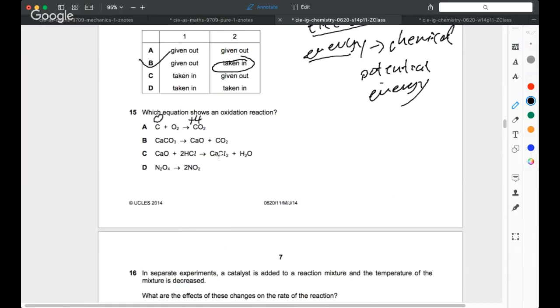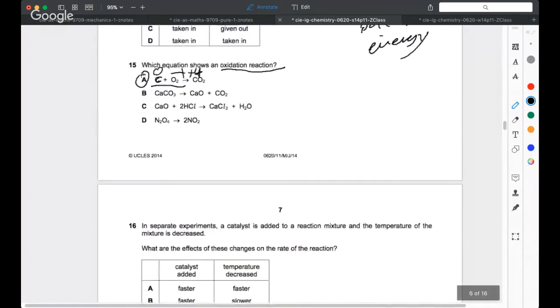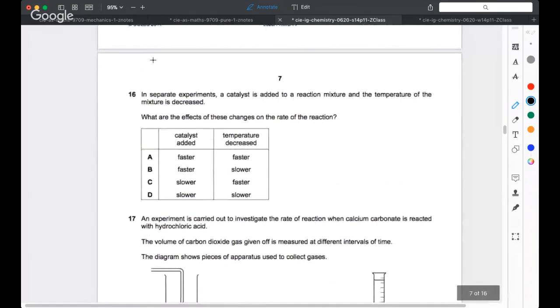Number 15. So in an oxidation reaction, an element is oxidized. So it should be A, because carbon had an oxidation number of 0, and is oxidized by oxygen. So it reacts with oxygen, and the oxidation number becomes +4. So there is an increase in oxidation number. So carbon has been oxidized. So A is the answer. Number 16.